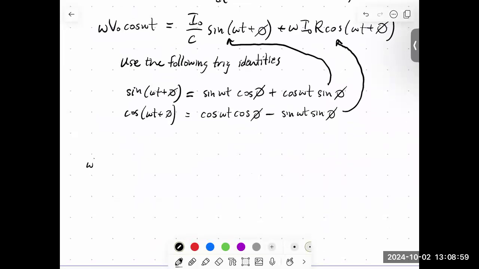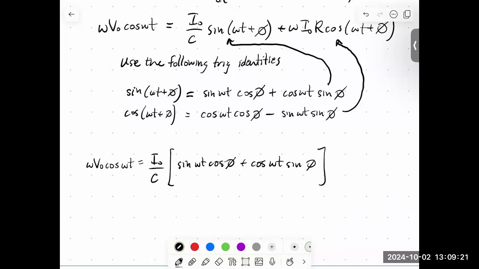So omega V naught cos omega t, nothing happens on the left. But on the right, we're now going to have a big messy thing. So we need the sine identity: sine omega t cos phi plus cos omega t sine phi. Okay, and then we have another term. It's plus omega I naught r. And now we need the cos identity: cos omega t cos phi minus sine omega t sine phi.